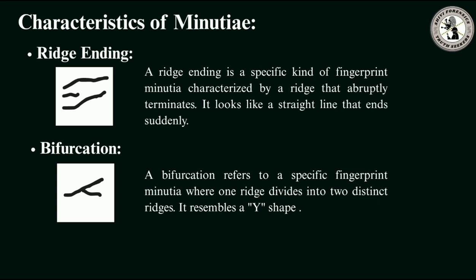Second one is bifurcation. A bifurcation occurs when a single ridge divides into two separate branches. It forms a Y-shaped structure and is another highly valuable point in fingerprint comparison.